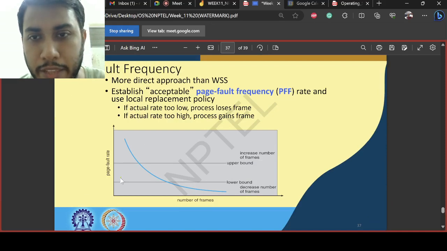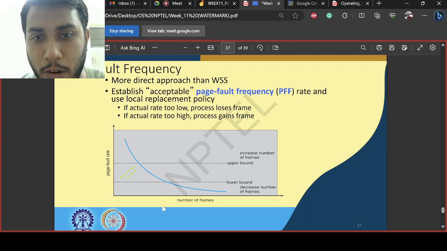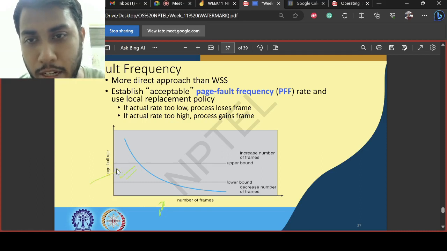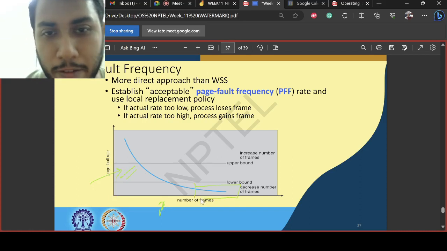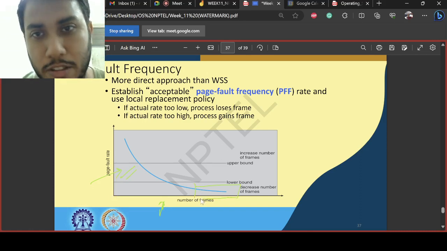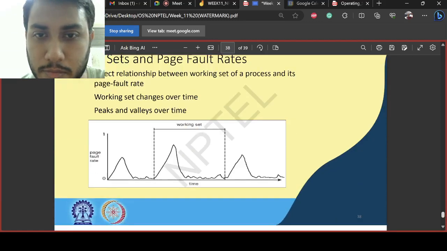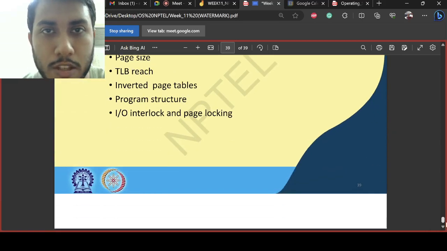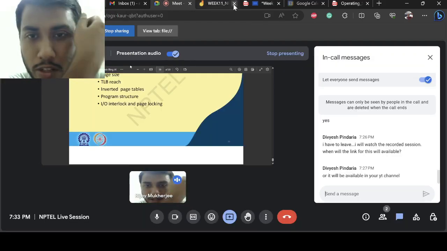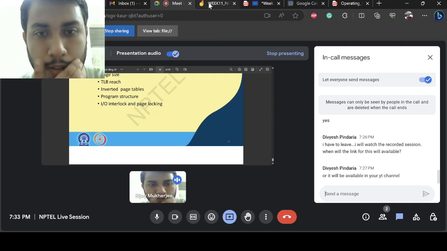This is again the graph showing the relation between the number of frames and the number of page faults. As you can see, as the number of frames increases, the page faults decrease simultaneously. Okay, so with that we end this week's revision. So let's now solve some problems.